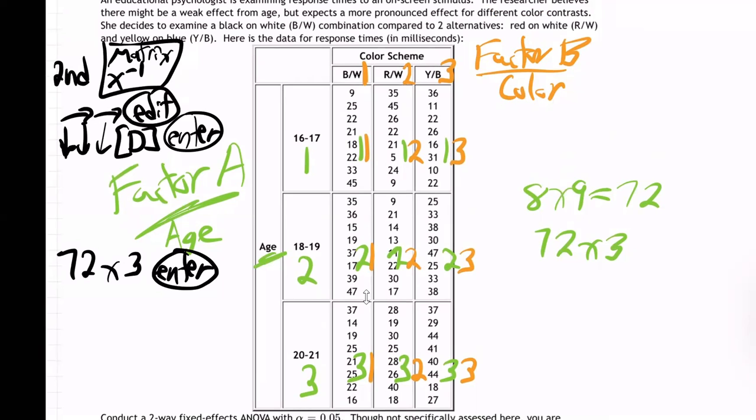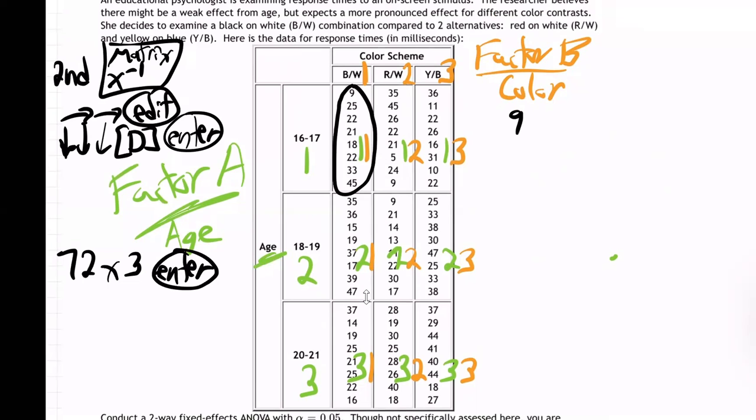Now, when you put in the data, you're going to type in the data like that. Let's talk about this group of data, for example. I'm going to type into my calculator in matrix D: 9, 25, 22, dot, dot, dot. And that's all going to be 1, 1, 1, 1, 1, 1, dot, dot, dot. And then I'll do this next section.